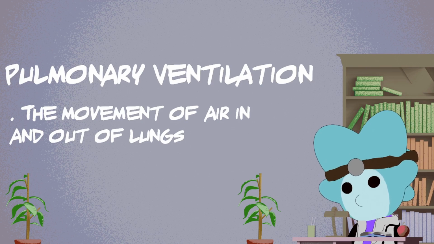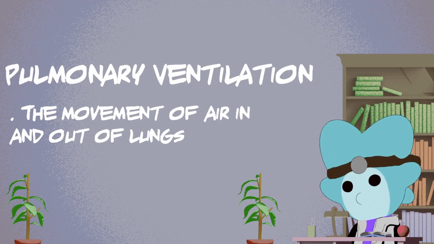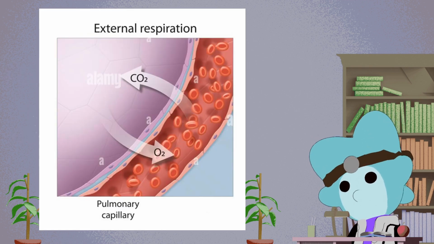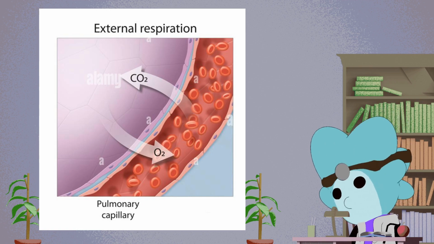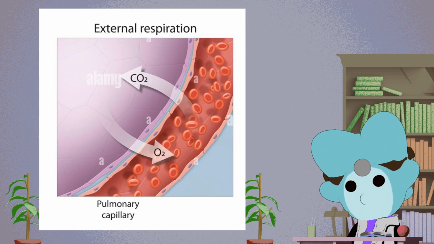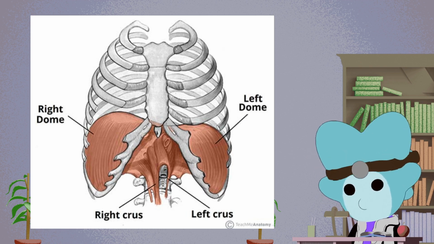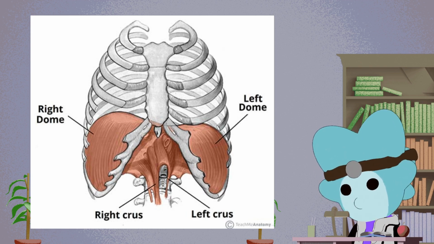According to Guyton and Hall, pulmonary ventilation is the inflow and outflow of air between the atmosphere and the lung alveoli. This movement of air is the major factor that dictates respiration, more specifically, external respiration. The diaphragm and the muscles of the rib cage are the main muscle groups of ventilation.